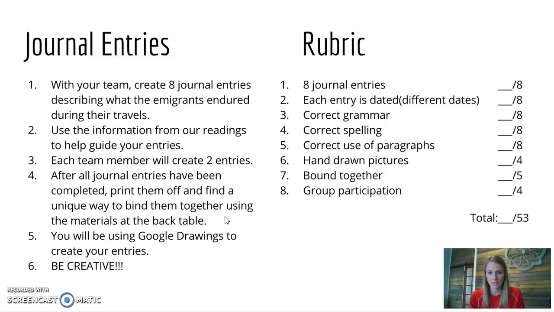Once you've completed all 8 of your entries, you need to print them off to our GreenPod printer and go ahead and use the materials on the back table to bind them together in some way. Please remember that back then they did not have staplers, so no, you may not take the stapler off my desk to use it. Also, you'll be using Google Drawings like I've already said, and take what I taught you on how to use Google Drawings and make it your own.